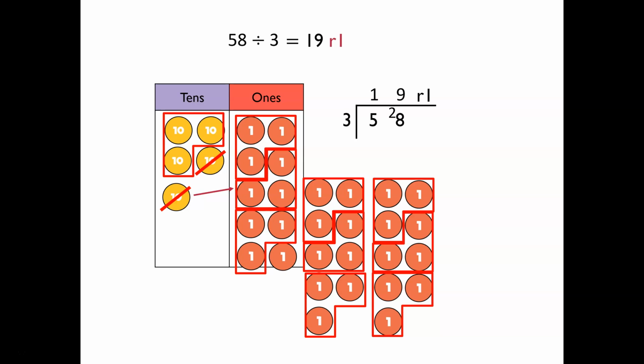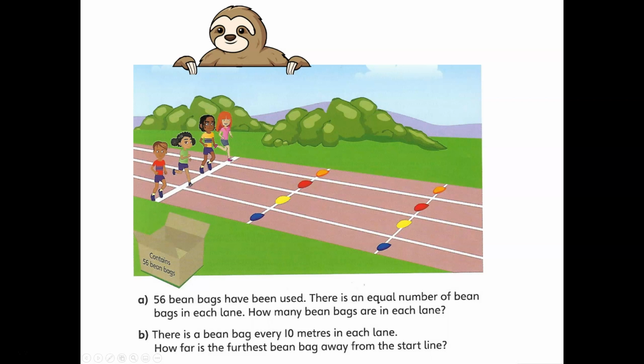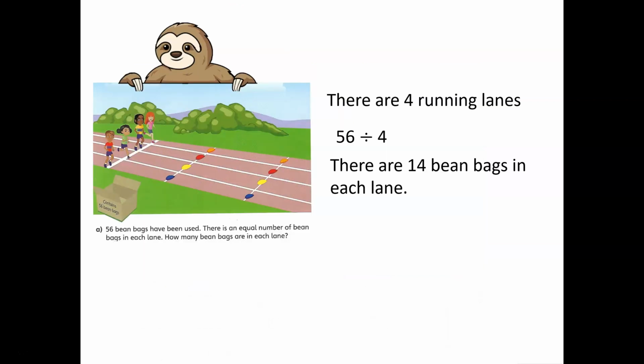I've only one more thing to do before I finish recording today's tutorial. I need to examine Greg's puzzle. We can see from the picture there are 4 running lanes. Remember RICE: read, illustrate, calculate and explain. While using the question and the illustration, I can work out that I actually need to divide 56 by 4. 56 divided by 4 leaves a quotient of 14. I can explain my answer by saying that there are 14 beanbags in each lane.